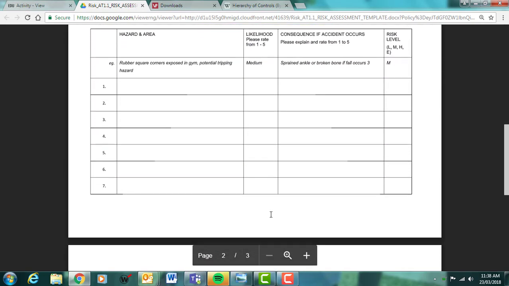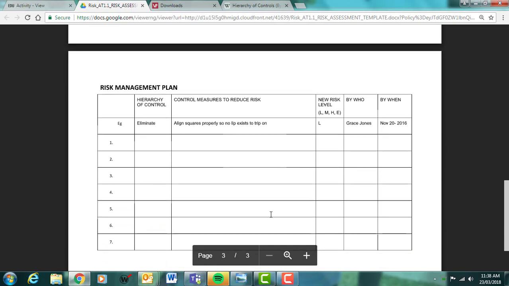Once they've all filled that out, they can then go into the risk management plan. For this, they will have to use the hierarchy of control to decide what they should do to control those measures to reduce the risk. If they do that, what's that new risk level? And then they need to be able to action it to a certain person and give it a date when this needs to be addressed by.